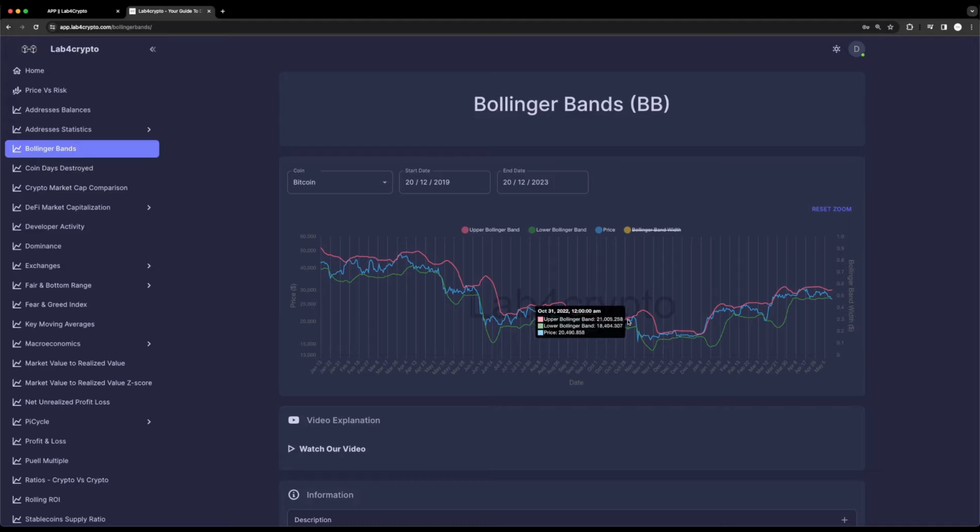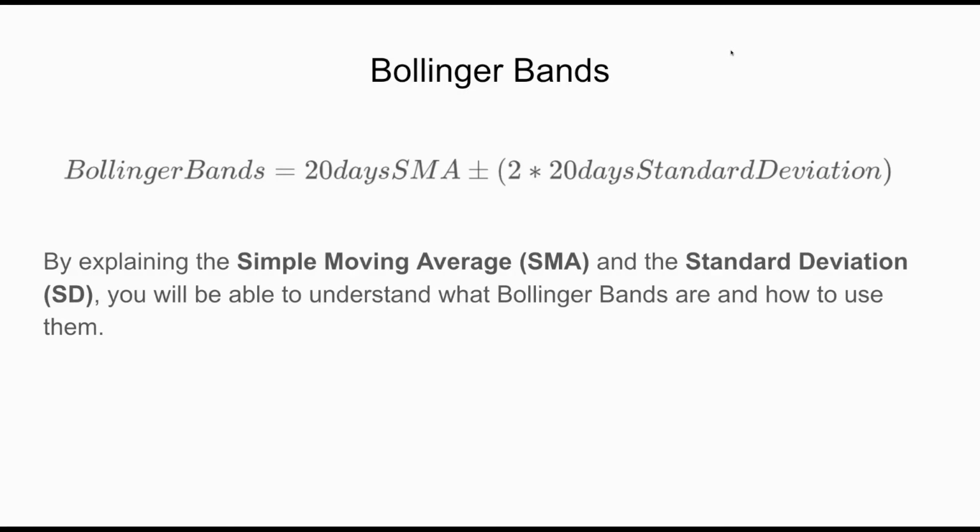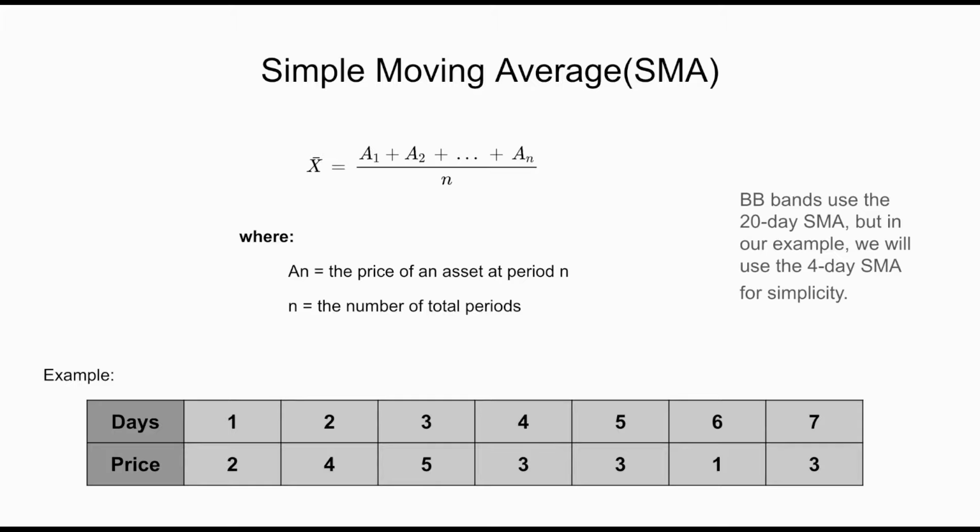The equation of Bollinger Bands is the 20 days simple moving average plus or minus 2 times the 20 days standard deviation. By explaining the simple moving average and the standard deviation, you will be able to understand how Bollinger Bands work and how to use them. Let us start with the simple moving average and then move to the standard deviation.